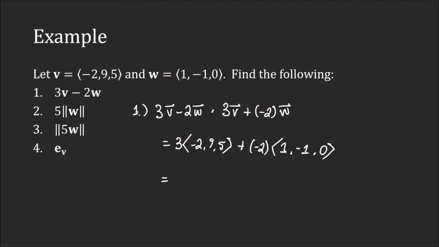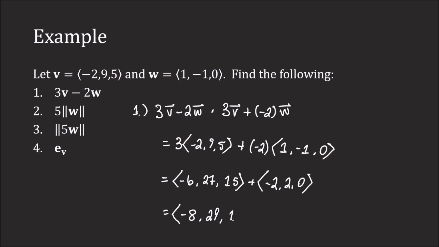Well, scalar multiplication works the same way. Just multiply each component by the scalar. So we get (-6, 27, 15) plus (-2, 2, 0). And vector addition works the same way. Just add corresponding components. So we get -6 plus -2, -8, 27 plus 2, 29, and 15 plus 0. So there's 3v minus 2w.